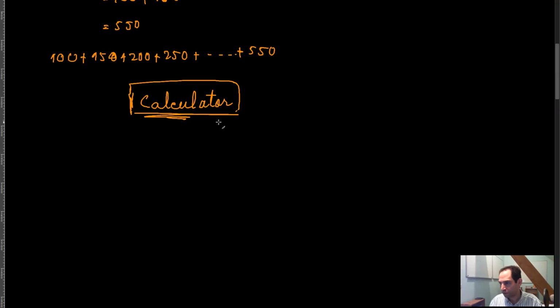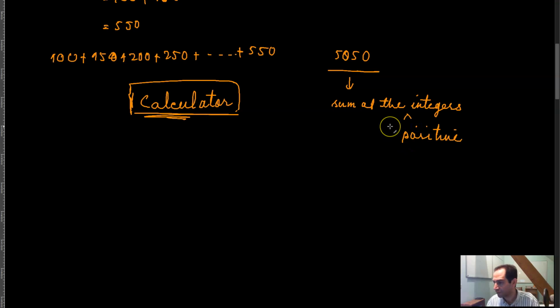And he immediately replied 5050. This is the sum of the positive integers from 1 to 100, and he immediately replied 5050.